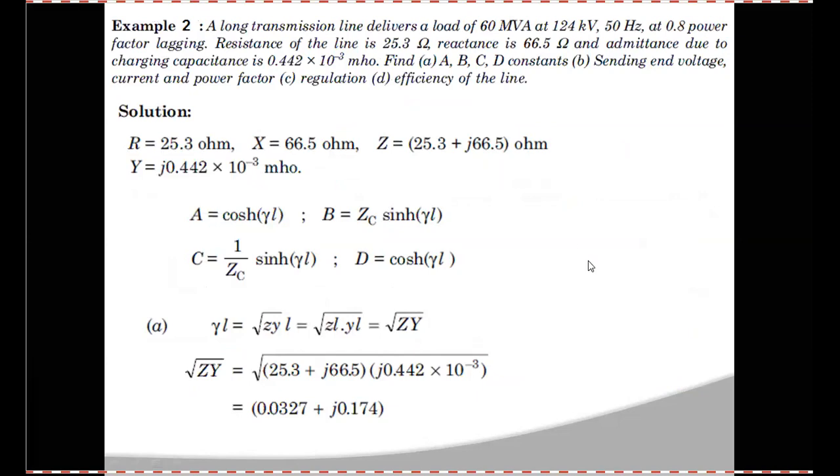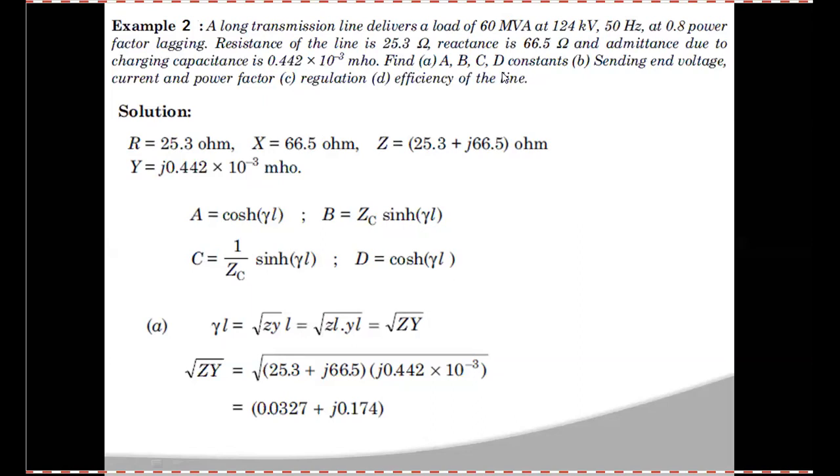You see another problem similar to the previous case itself. Here we will do only the long transmission line. It is delivering a load of 60 MVA at 124 kilovolts, 50 hertz, and power factor of 0.8 lagging. The resistance of the line is 25.3 ohms, the reactance is 66.5 ohms, and the admittance due to charging capacitance is 0.442 into 10 power minus 3 mho. Find the ABCD constants, sending end voltage, current, and power factor, regulation, and efficiency of the line.